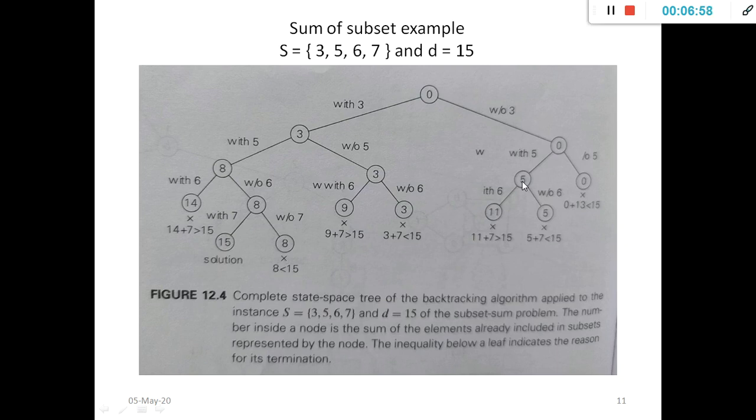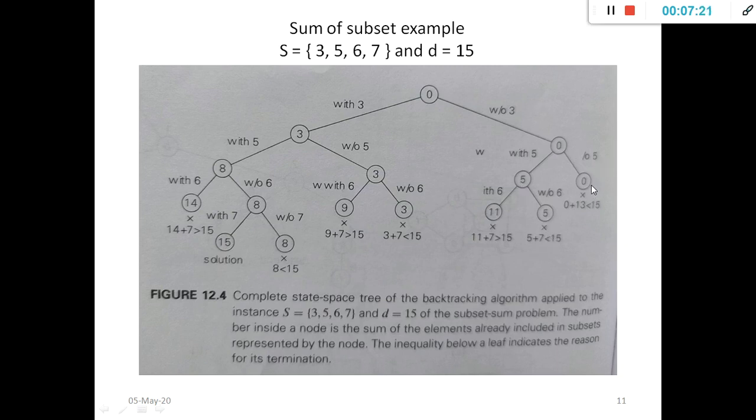Then include the element 6, it becomes 11. Then try to include the element 7, 11 plus 7 is 18, and 18 is greater than 15. Again you have to terminate here. Then without 6, 5 plus 5 will remain 5 only, and 5 plus 7 becomes 12. This is also not an optimal solution. That's why you have to terminate here.